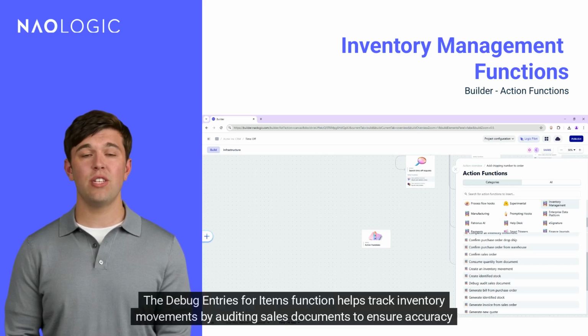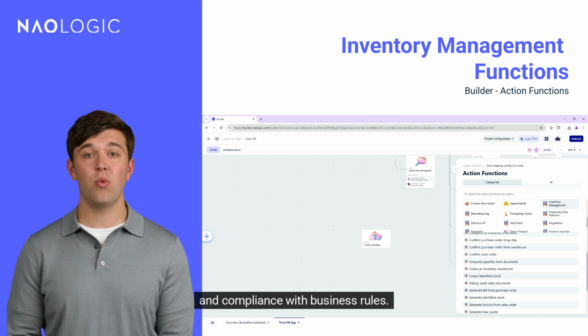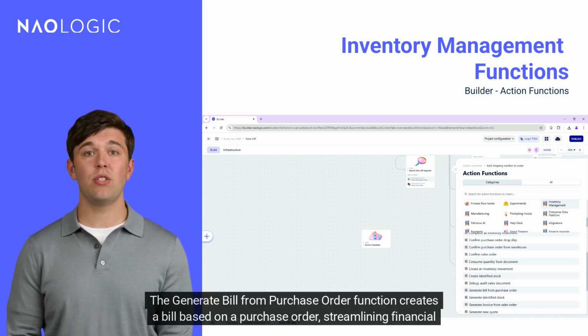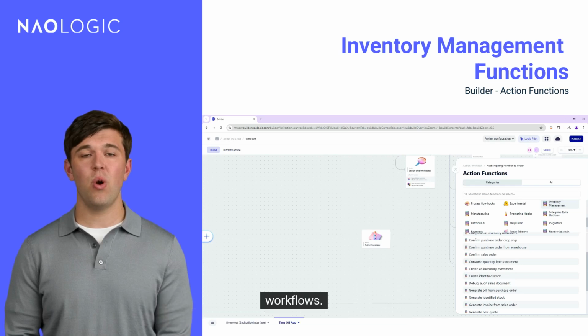The Debug Entries for Items function helps track inventory movements by auditing sales documents to ensure accuracy and compliance with business rules. The Generate Bill from Purchase Order function creates a bill based on a purchase order, streamlining financial workflows.